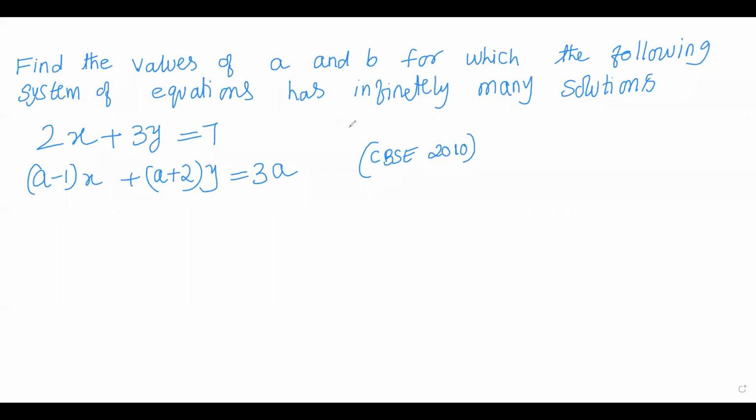So in this particular question, we are asked to find a and b values, given that the system of equations has infinitely many solutions. In this particular bit, we have only one unknown, that is a. There is no b in the system of equations, so we need to find only the a value. Let us write the given system of equations on the next page.